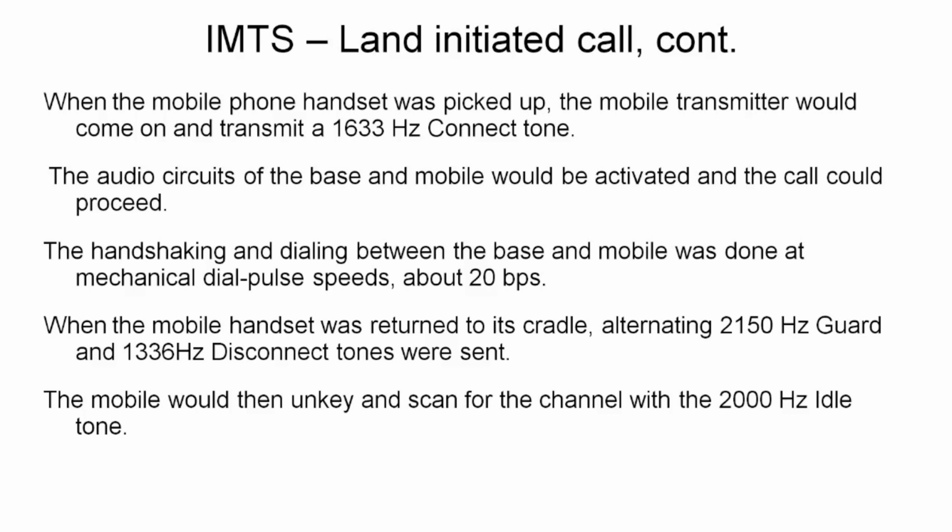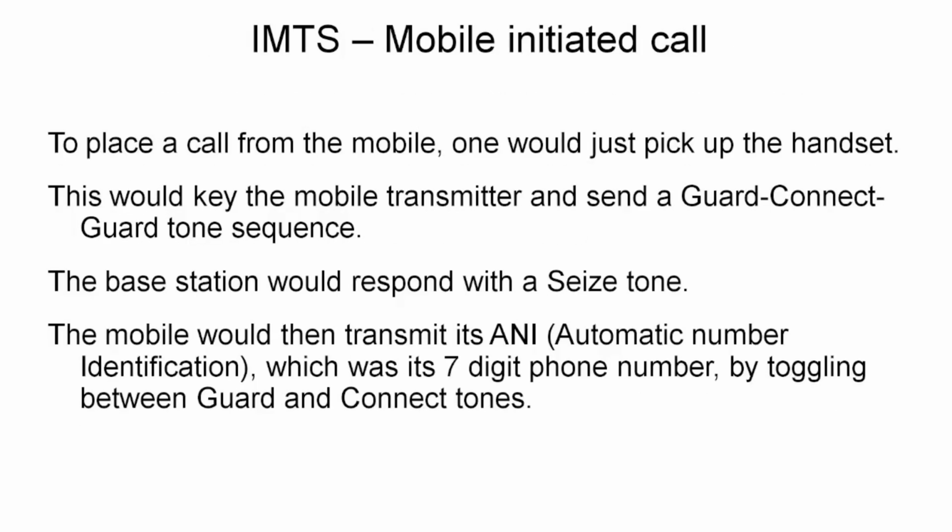The handshake and dialing between the base and the mobile was all done at mechanical dial pulse speeds, about 20 bits per second. When a mobile handset was returned to the cradle, alternating 2150 guard and 1336 hertz disconnect tones were sent. The mobile would then unkey and scan for the channel with the 2000 hertz idle tone. To place a call from a mobile, one would just pick up the handset.